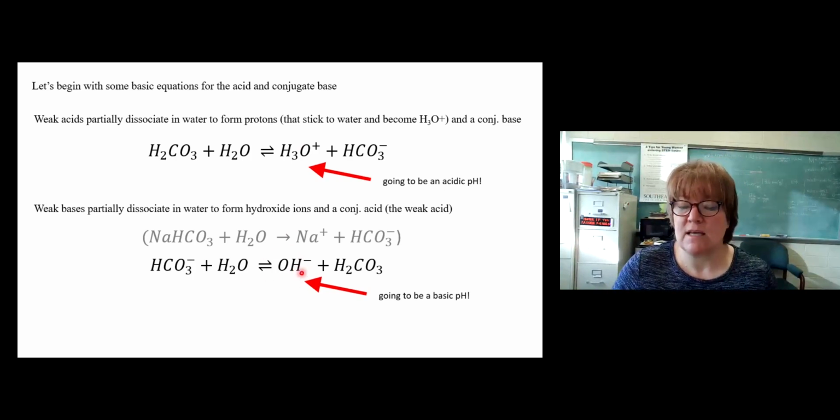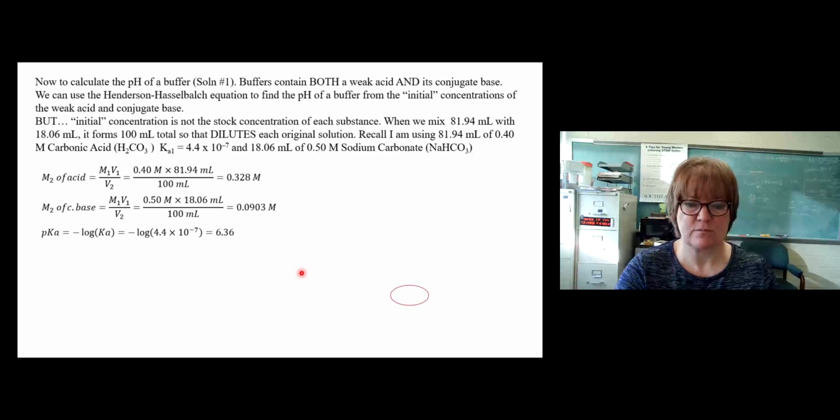But I'm making hydroxide ion. It's going to be a basic pH. I expect this to have a pH greater than 7. It might be pretty close to 7. It might be like 7.5 or 8 or 8.5, but it should be on the basic side.